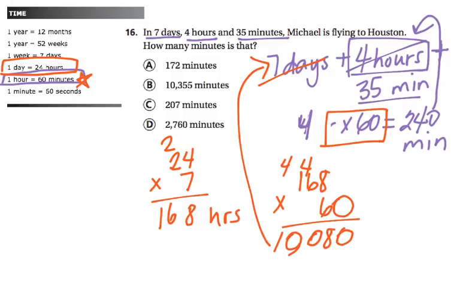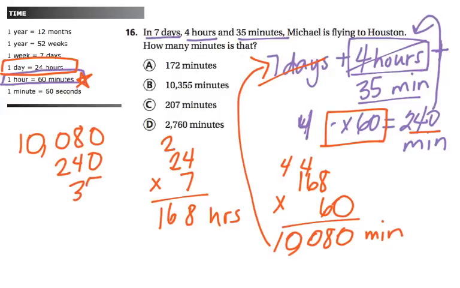Now I have to add all of my minutes together. So I have 10,080 minutes. I have the 240 minutes. And I have the 35 minutes. I'm going to add these 3 numbers together. 0 plus 0 plus 5 is 5. 8 plus 4 is 12, plus 3 would make it 15.